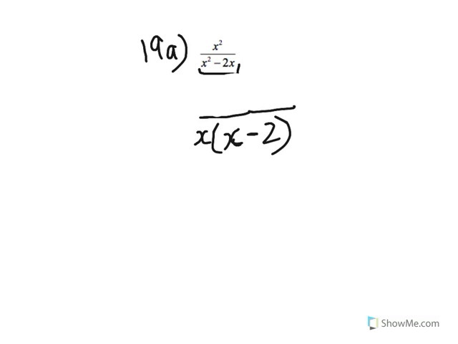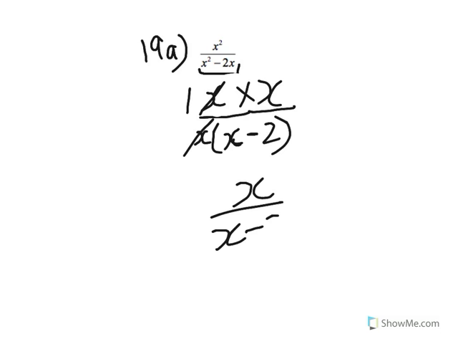Now x squared can also be written as x multiplied by x, right? So if you notice, these two are divisible by each other and they form 1, because x and x divide to form 1, because they're the same thing. So it becomes x over x minus 2, and that's your simplified form.